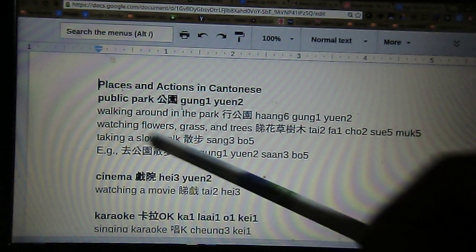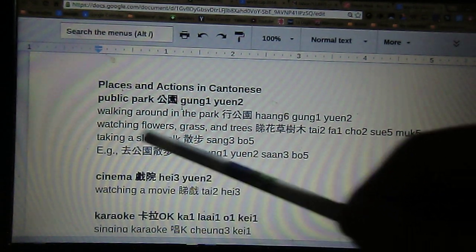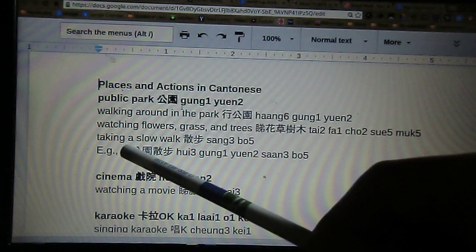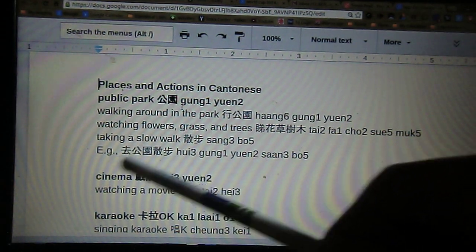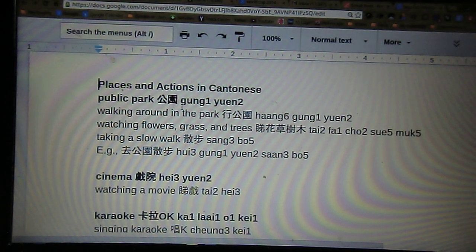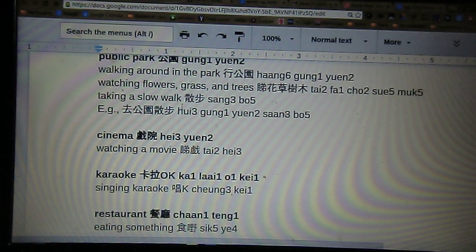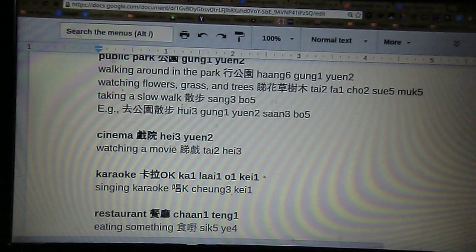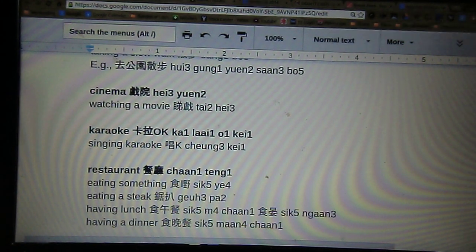散步. So for example, we can make up a sentence using these words here. It's 去公園散步. 去 go to a park to walk slowly randomly. 去公園散步. 不如我哋去公園散步啦. 不如 what if not? So why not? 不如我哋 we. 不如我哋去公園散步啦. Why don't we go to a park and take a walk? And then another common place is 戲院.